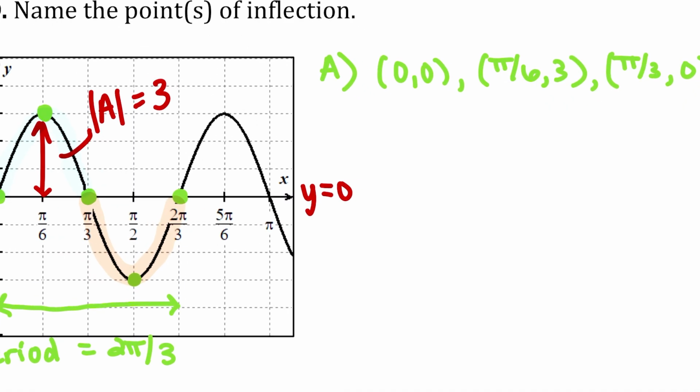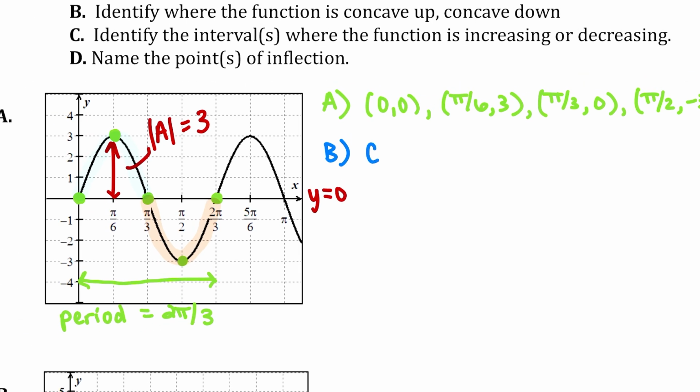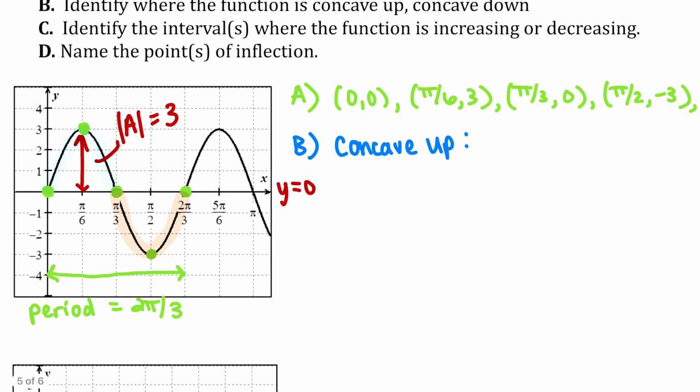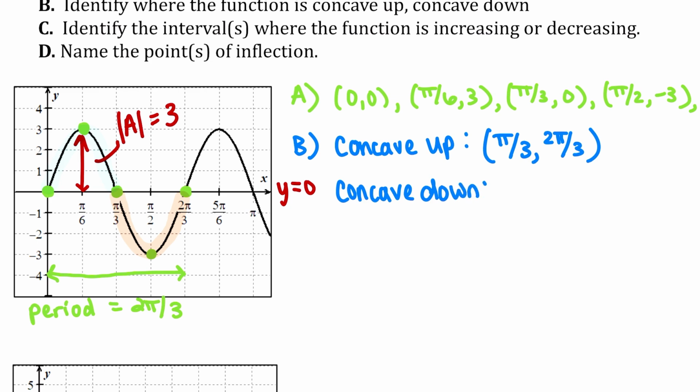All right, so part B. Our concave up interval is going to be from pi over 3 to 2 pi over 3. And then concave down is going to be from 0 to pi over 3.